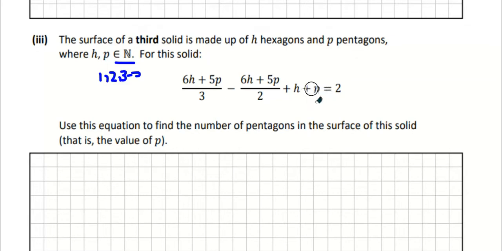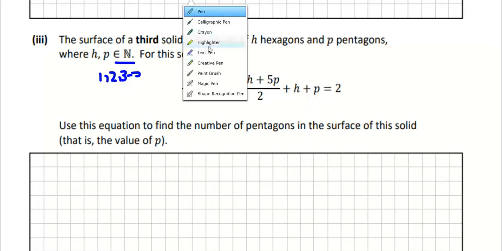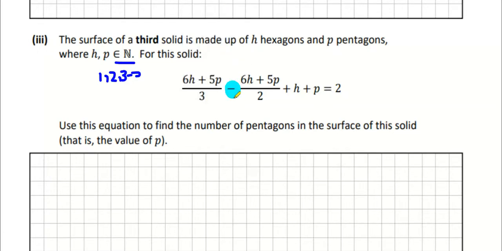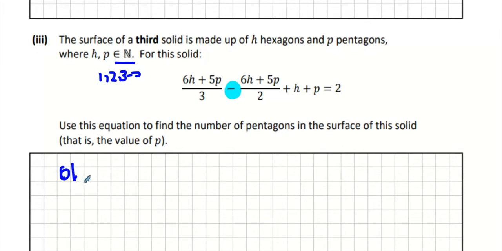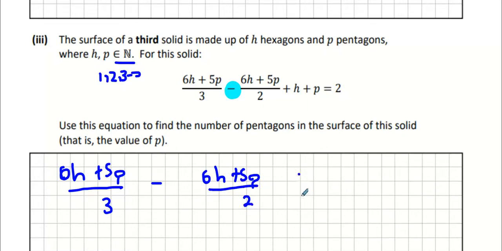Okay? It wants us to find out the value of P. Now, please make a note of the negative sign here. This negative sign affects stuff as well. So I'm going to give everything a common denominator of 6 in a second, because I don't like fractions, and they don't like me. I'm going to give them all a common denominator because I'd like to get rid of the fractions.